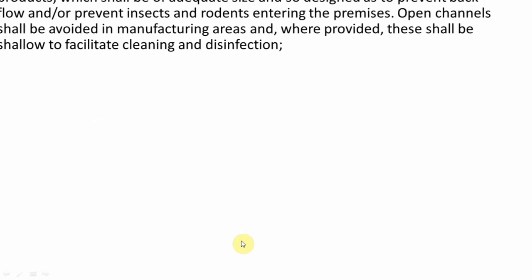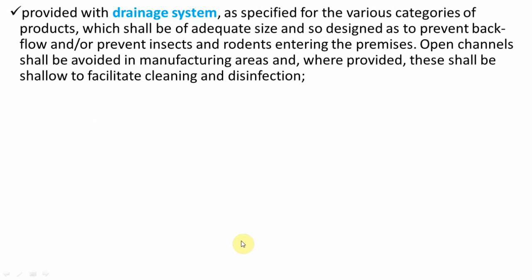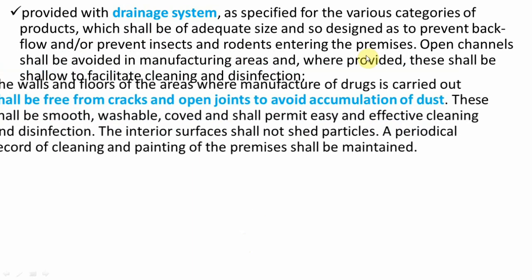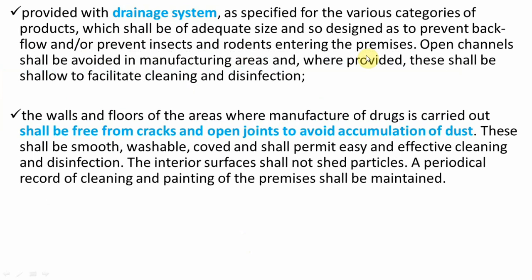Next, provided with the drainage system as specified for the various categories of products, which shall be of adequate size and so designed as to prevent backflow or to prevent insects and rodents entering the premises. Next, the walls and floors of the areas where manufacture of drugs is carried out shall be free from cracks and open joints to avoid accumulation of dust.